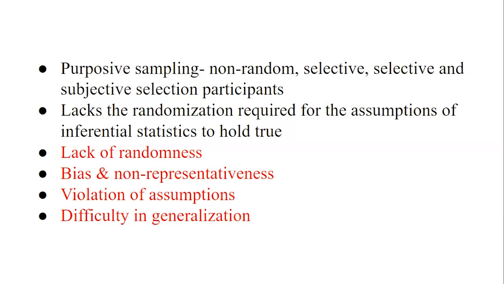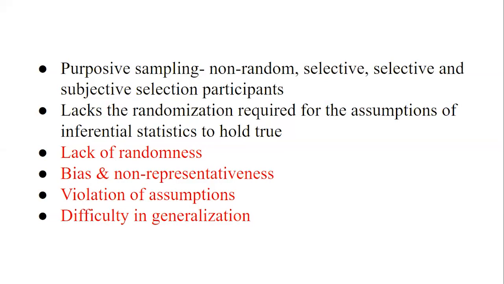Then there is bias and non-representativeness. Purposive sampling introduces bias because the sample is not randomly drawn from the entire population. The selected participants or cases might not be representative of the entire population due to the subjective nature of selection. So it limits the generalizability of findings. Then there is violation of assumptions. Inferential statistical techniques often assume random selection and independence of observations, and these assumptions are not met in purposive sampling. These assumptions are fundamental for the validity of statistical tests and the interpretation of results, which purposive sampling techniques lack.